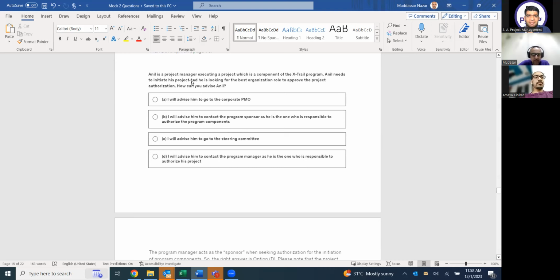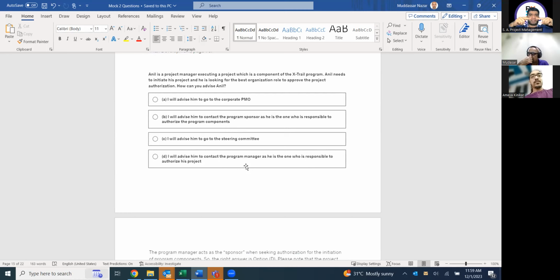Anil is a project manager. Oh, he's a project manager. This was the key. So I think he will go to his program manager. Yes. We have to follow the hierarchy. Whenever we are talking about the project, he is under the program. So the project manager cannot go to the program steering committee. He is responsible for this project. Whatever he cannot do, he will escalate to the program manager.